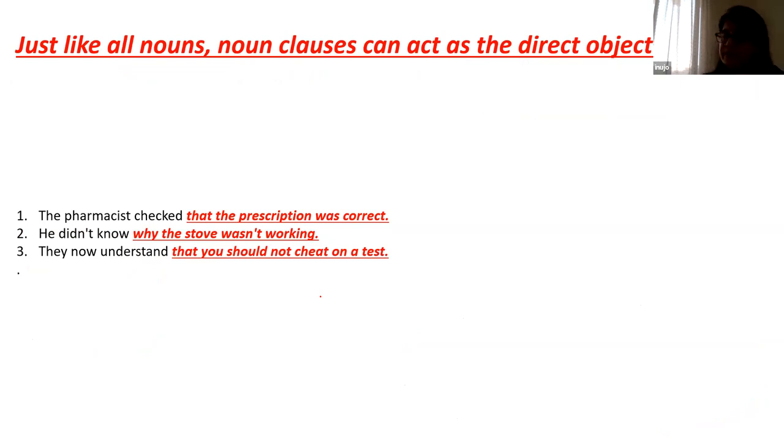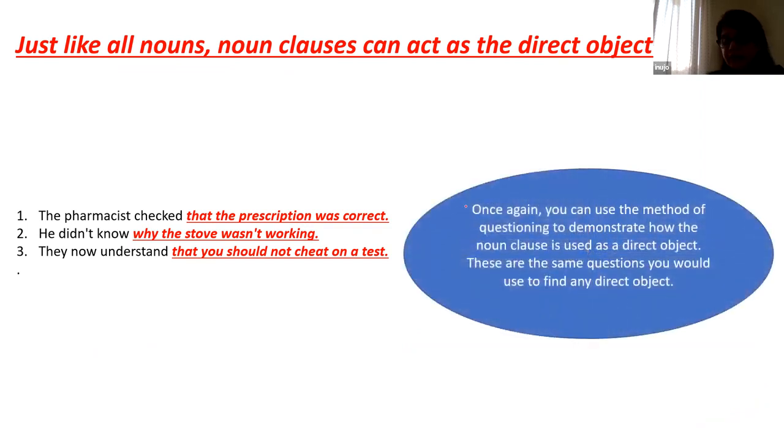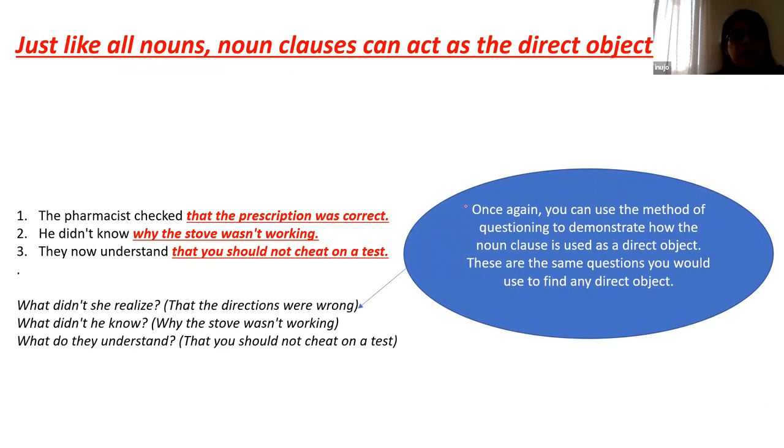So first we saw the subject, now how the noun clause can act as the direct object of a verb. For example, the pharmacist checked that the prescription was correct. That the prescription was correct is the noun clause. And that is the object. How do we find out? You ask the same thing. You ask the question again. What is the question you ask?